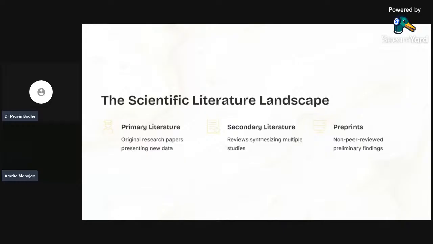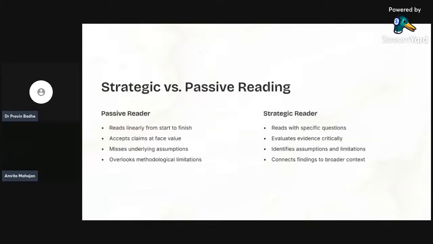We can say it is a small summary of whatever is there in the primary literature. So they are interlinked. It's like review articles, systematic reviews, or meta-analyses in the secondary literature. Third is preprints. As we all know, these are non-peer-reviewed preliminary findings through which we can actually explore many things. We can find out the negative results as well. We can question and explore more into that.